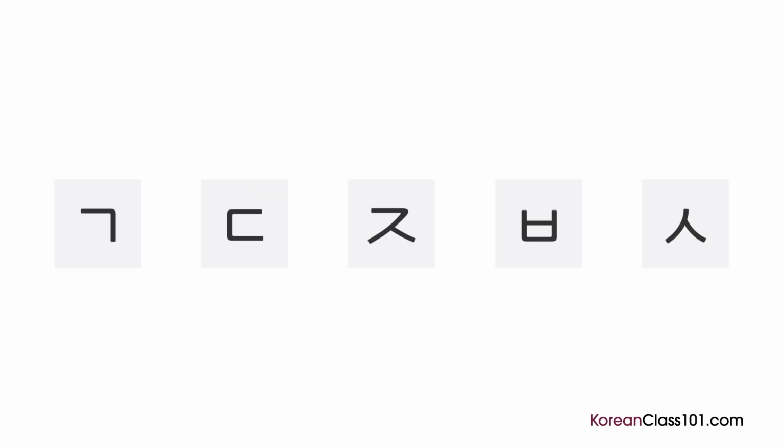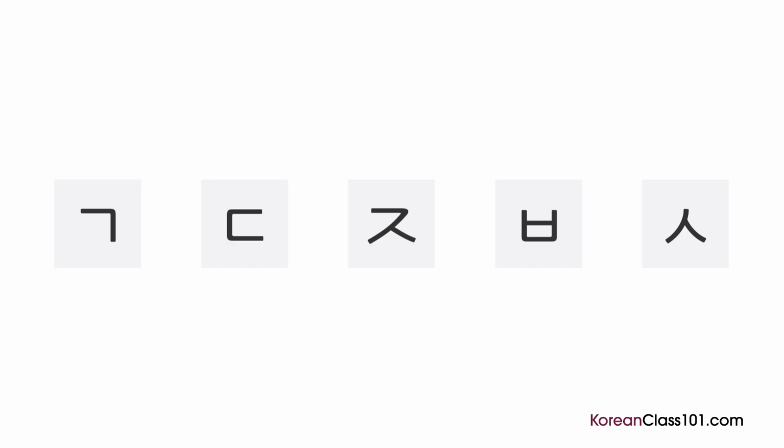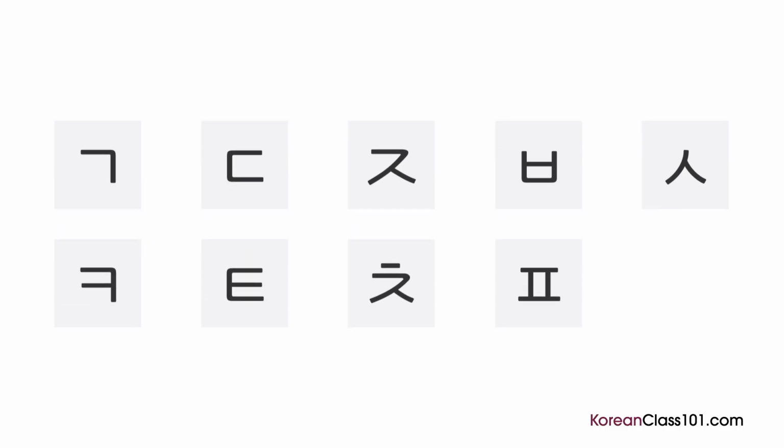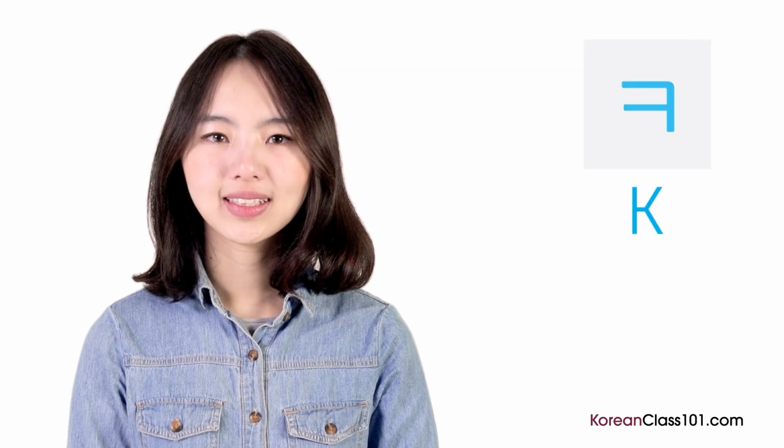In the last lesson, we learned the pronunciation of these unaspirated consonants. In this lesson, you'll learn how to pronounce the aspirated versions of those consonants. The first consonant is 크.